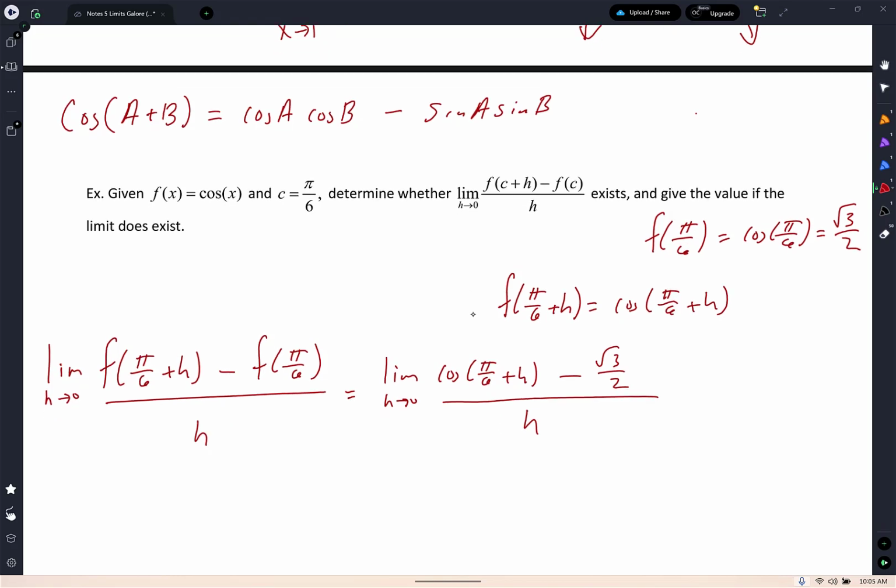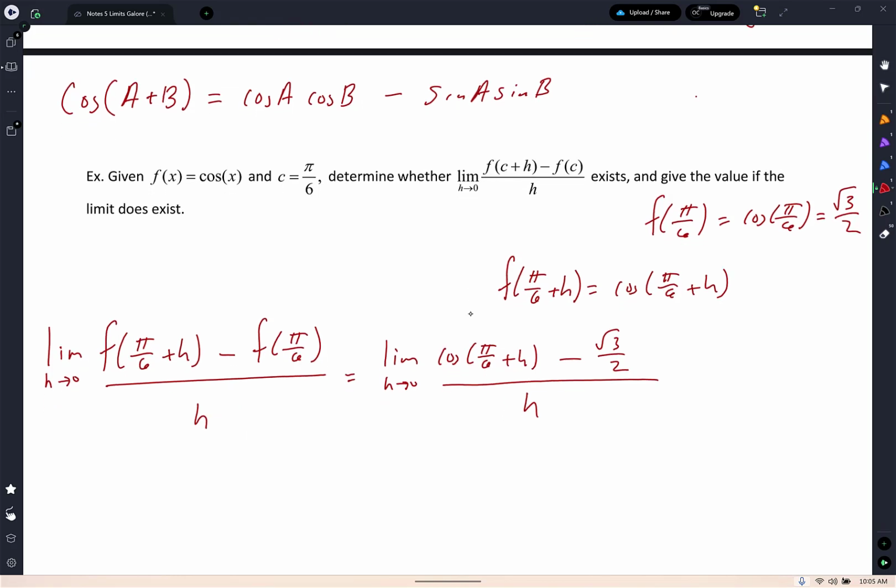This is a property, composite argument properties. So here we go. I'm going to write limit as h approaches 0. And I need cosine A, cosine B. So the A is like the pi over 6, the B is like the h. So I'm going to write cosine pi over 6 cosine h minus sine pi over 6 sine h minus square root of 3 over 2. All this is over h.